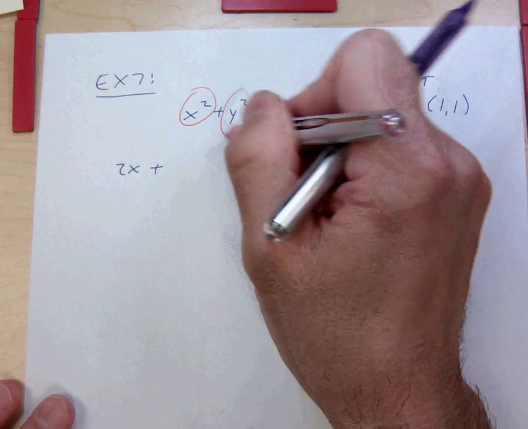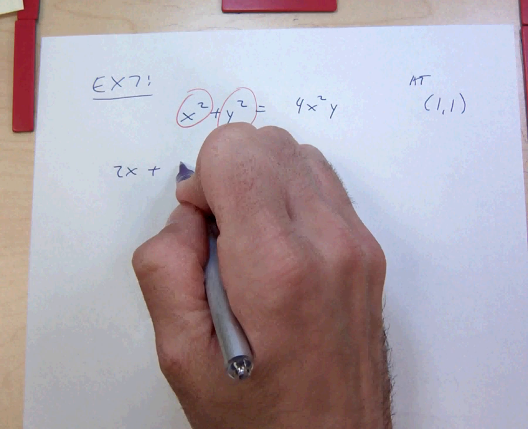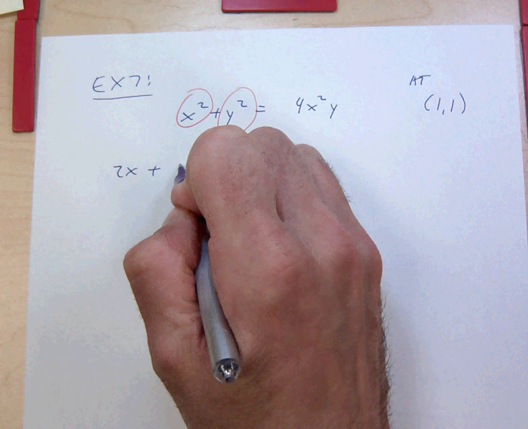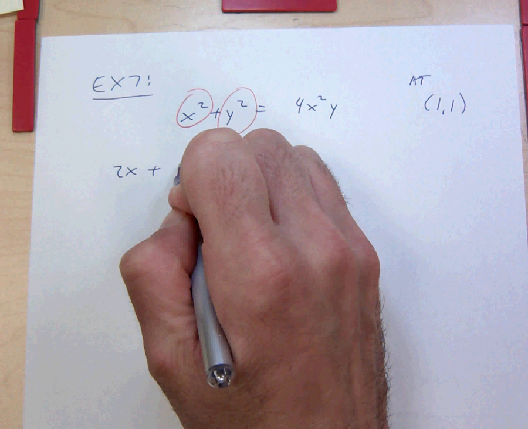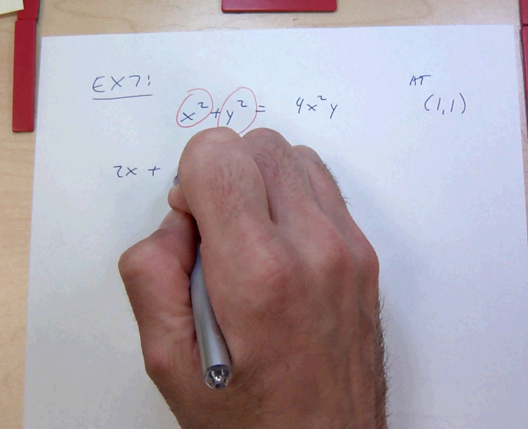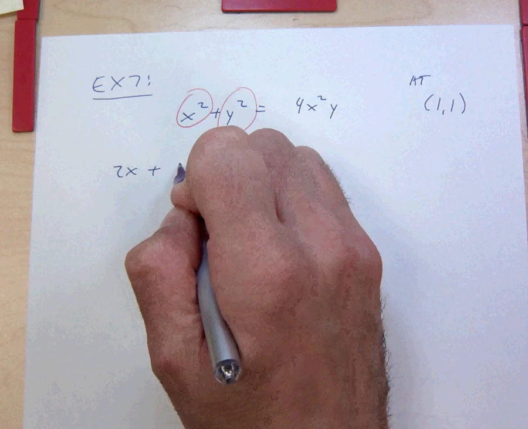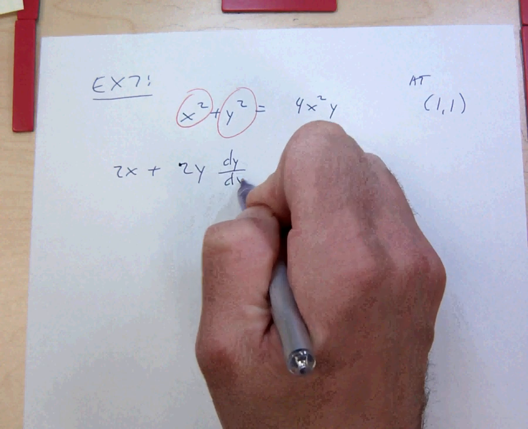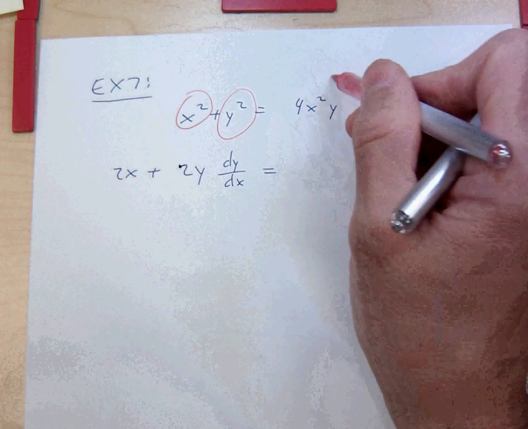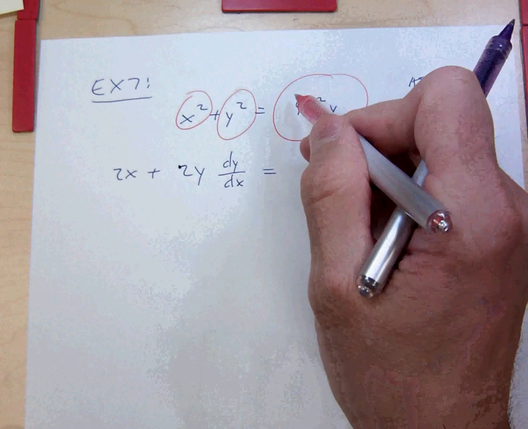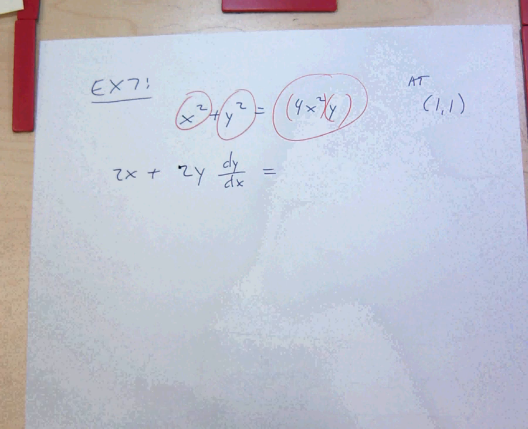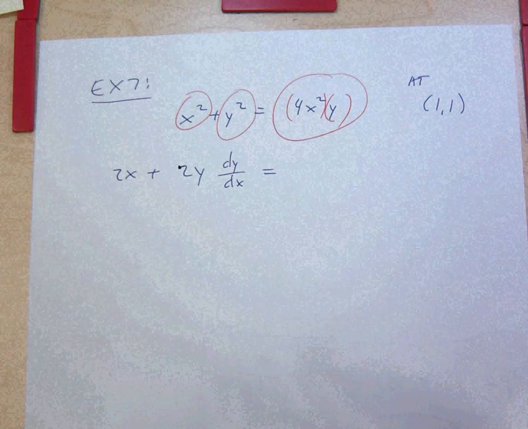Frank, what's the derivative of that? Differentiate the y squared. What do you get? 2y times dy dx. Good. And then over here, we have a what? Product. So we're going to have to use the product rule, right? As long as both pieces have a variable, we have to use the product rule.